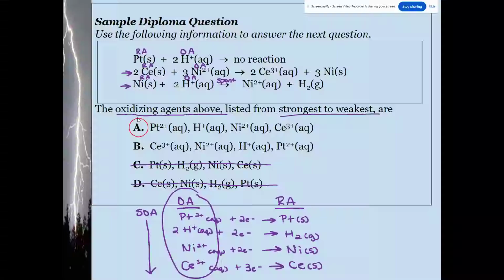Okay, hopefully that lesson made sense. It's kind of like, I said, a puzzle. You're placing these species together based on the spontaneity rule, making your own reduction table. If it's spontaneous, the OA must be higher than the RA. If it's non-spontaneous, the RA must be higher than the OA.